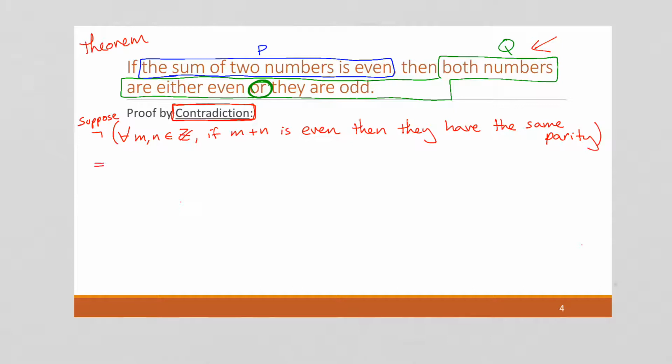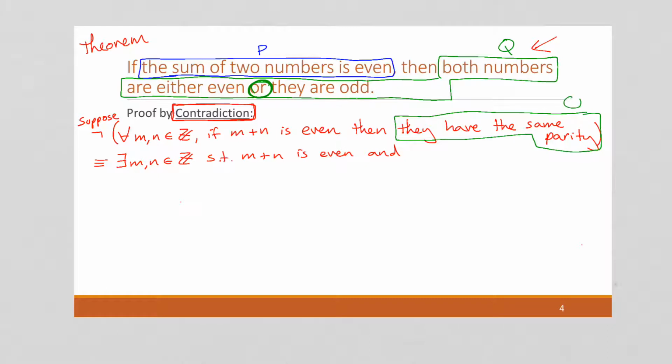which is equivalent to saying that we suppose that there exists an m and n in the integers such that, remember, we leave P alone. M plus N is even. And now I want to take the negation of Q. We've written Q in two different ways. These are both Q.